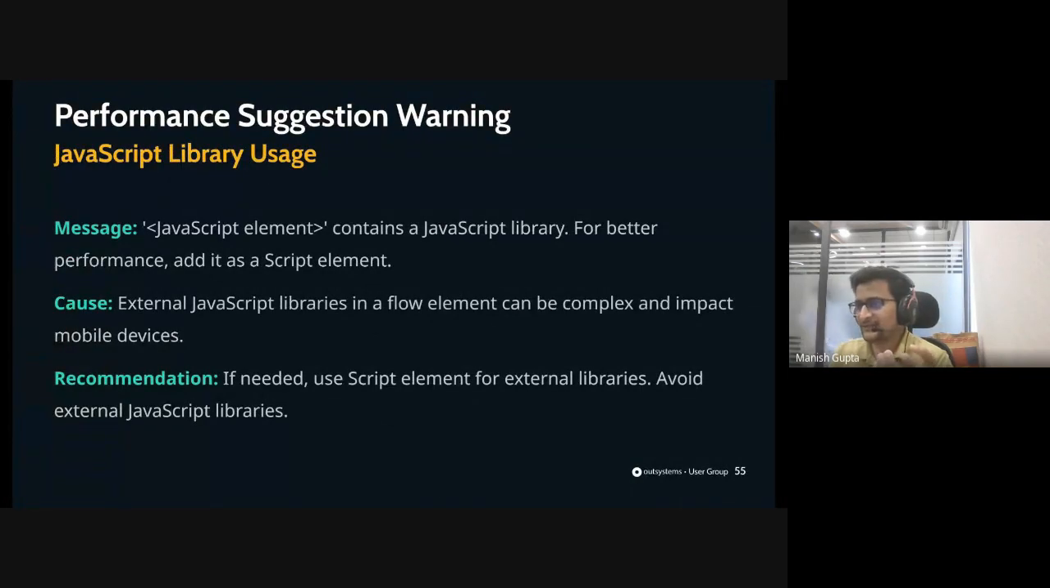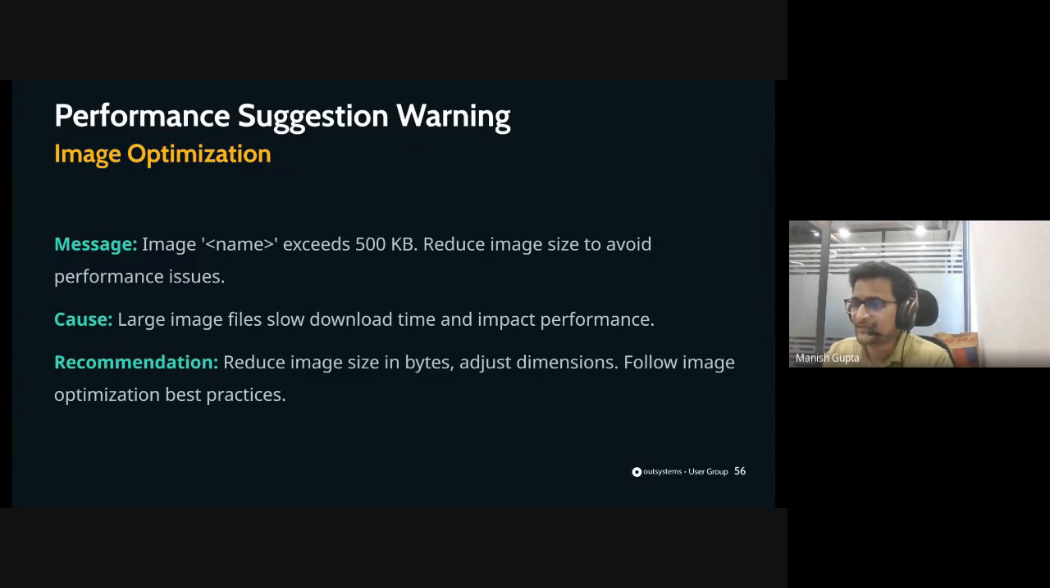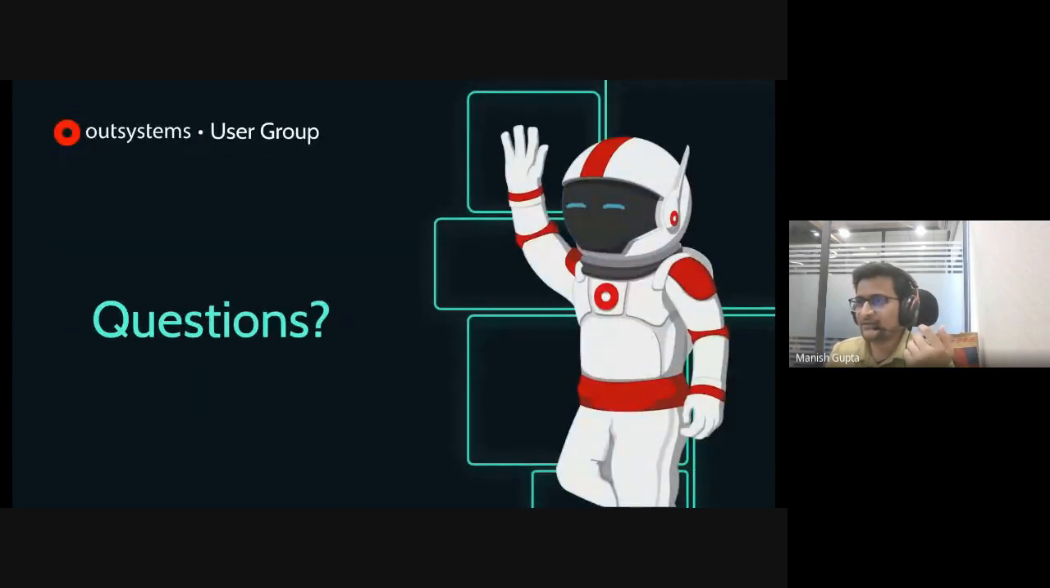Then we have the JavaScript library warning. Whenever JavaScript is required, we should not use it from external libraries, and we should make it part of the resources itself. So this is how it works. For image optimization, if we are using any image of a heavy size, a warning message comes, and the recommendation is to reduce the image size in bytes, adjust dimensions, and follow image optimization best practices. So this is how these rules work regarding application optimization.